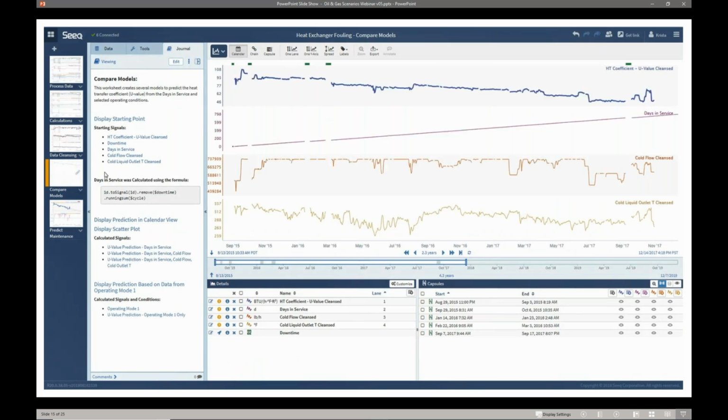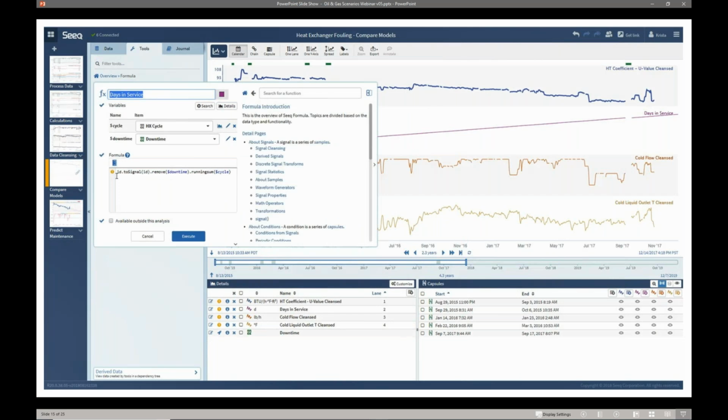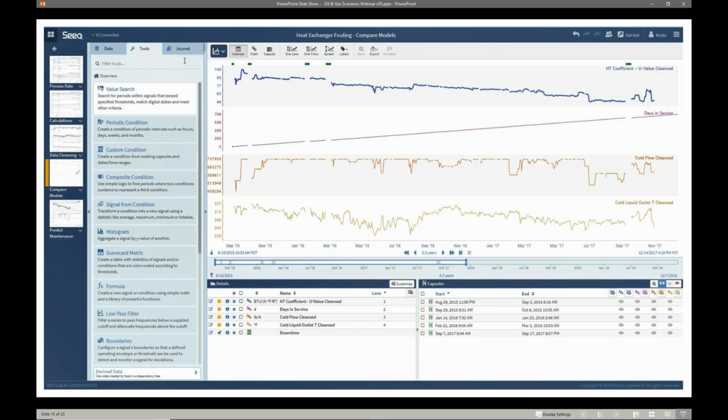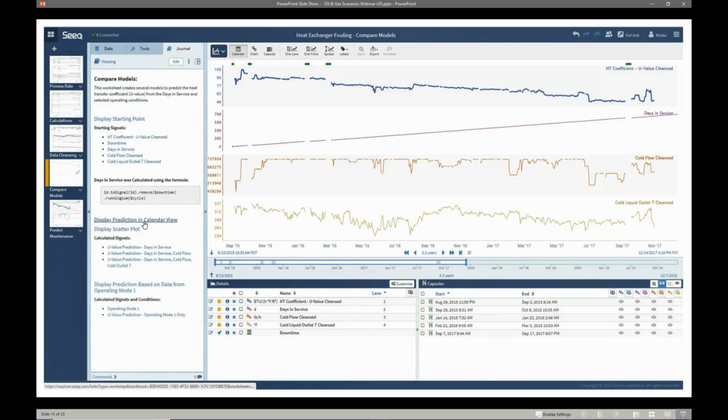You notice I've put my heat transfer coefficient at the top, as well as the signals I'm going to use as inputs to the model. I've added one here called days in service, and this is where I want to look at how long we have been operating. In this case, I've made a 1-day signal, I remove my downtime periods, and then I sum it across the cycle to understand how many days this unit has been running. With these inputs, I can now bring up my models.